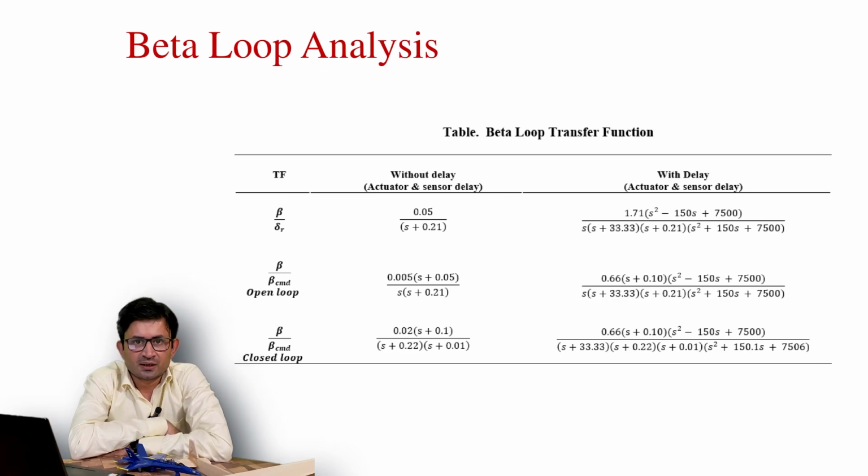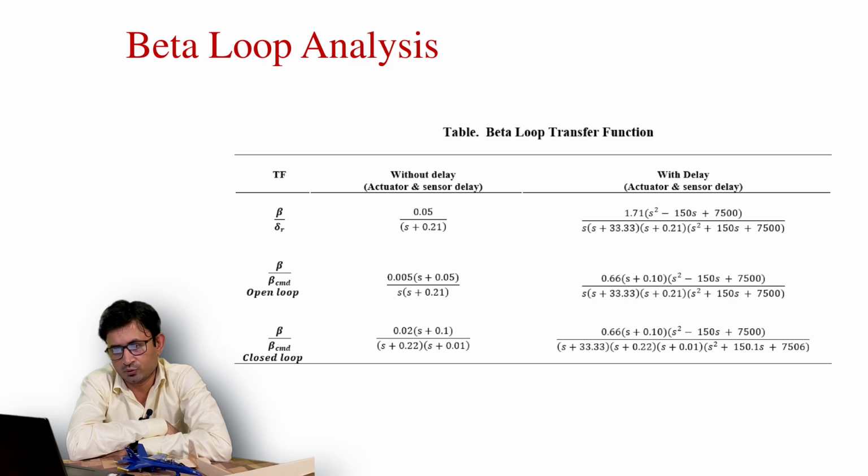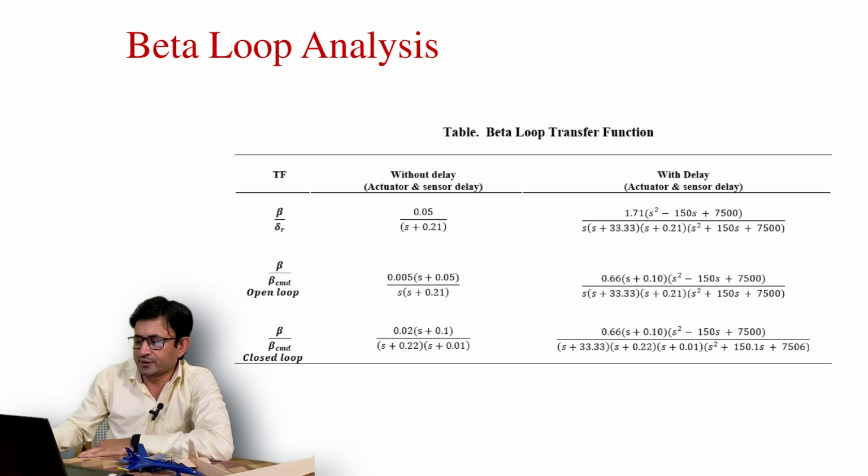So far we have discussed the design trim condition. In that design trim condition, we found the transfer functions without delay, with delay, with actuator and sensor: beta versus delta R open loop, and beta versus beta commanded open loop and closed loop. You can see the transfer function table I have put. Now I'm doing the beta control loop analysis.